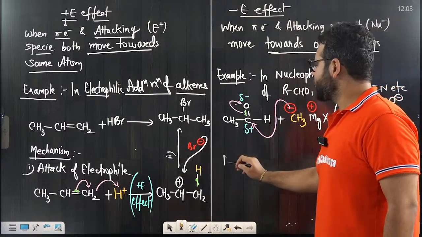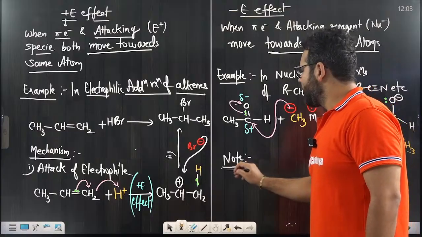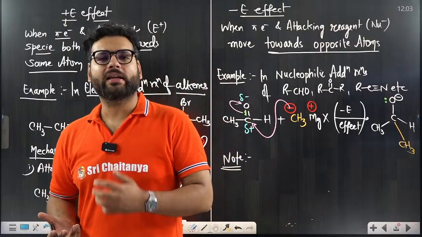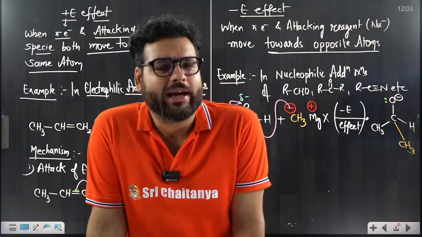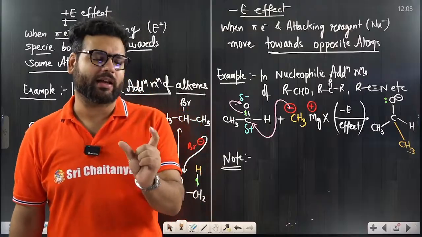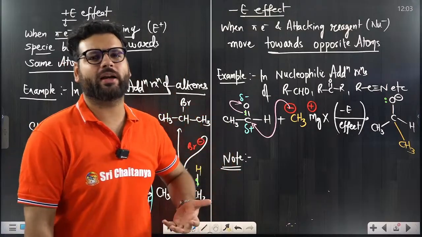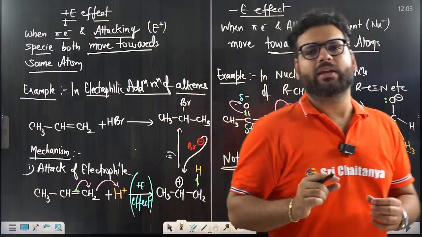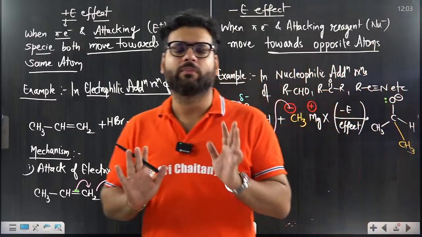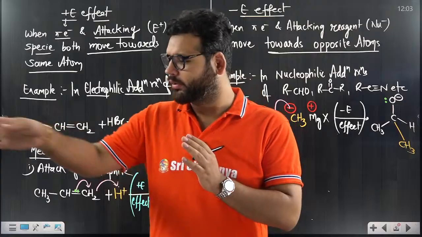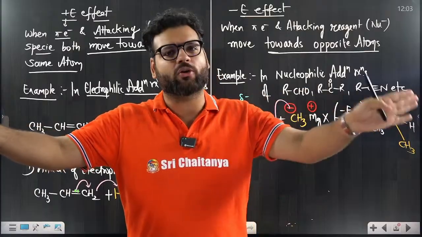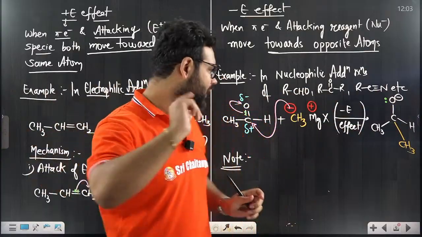One point as a note you can mention: whenever inductive effect competes with electromeric effect, then the winner is electromeric effect. This is written very nicely in the NCERT. They have not explained it, but I'll tell you why it is. As a line it is written in the NCERT that electromeric effect is more dominant over inductive effect when both are in opposite directions. Meaning inductive effect says electron should go here, electromeric effect says electron should go here. Electrons will go according to electromeric, not according to inductive. One example I'll show you in some time.